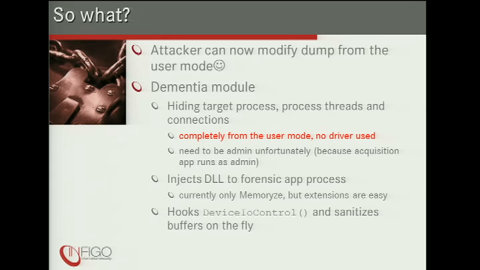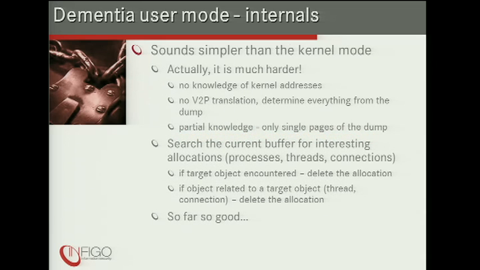It hooks a device I/O control file using import address table hooking, so it's really nothing sophisticated or big. It does sound simpler than the kernel mode hiding, but it's in fact much more difficult. Why? Because you have no knowledge of virtual addresses inside the kernel. You cannot access kernel memory. You don't know what's inside the kernel memory.